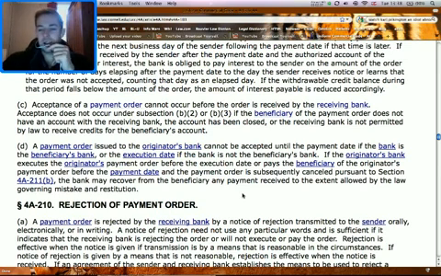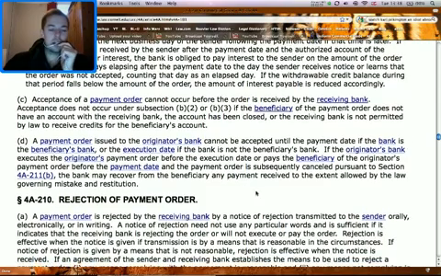I don't understand that. If the originator's bank executes the original payment order before the execution date or pays the beneficiary of the originator's payment order before the payment date and the payment order is subsequently cancelled pursuant to section 4A-211B, the bank may recover from the beneficiary any payment received to the extent allowable by the law governing mistaken restitution.